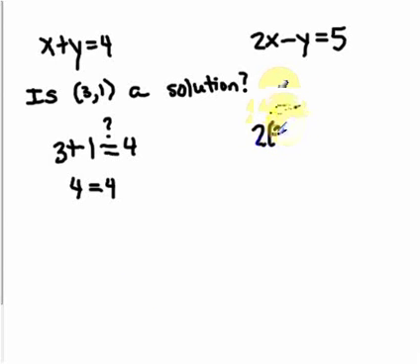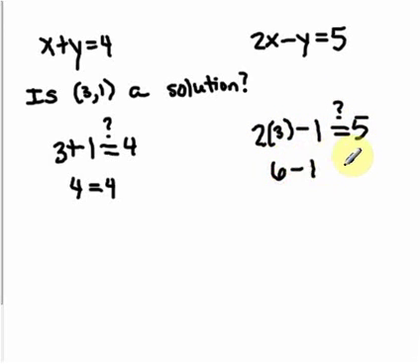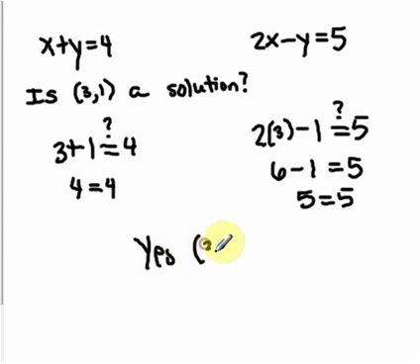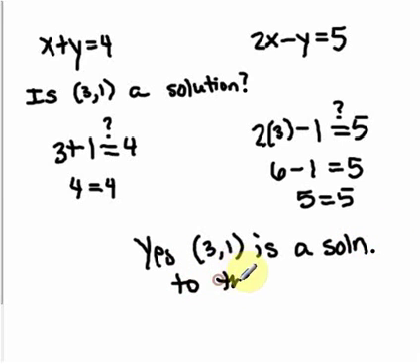2 times 3 minus 1, does that equal 5? 2 times 3 is 6. 6 minus 1, does that equal 5? Yes. 5 equals 5. So the answer is yes, (3, 1) is a solution, and I'm going to abbreviate that SOLN, to the system of equations.